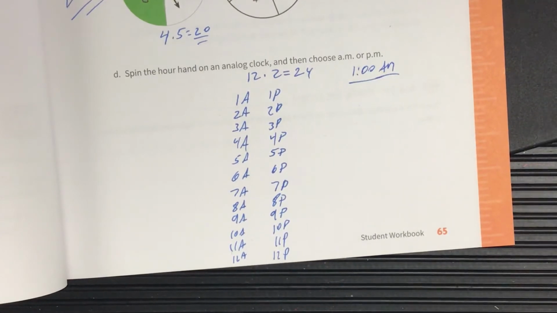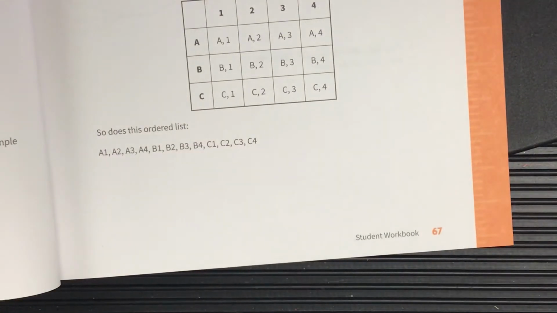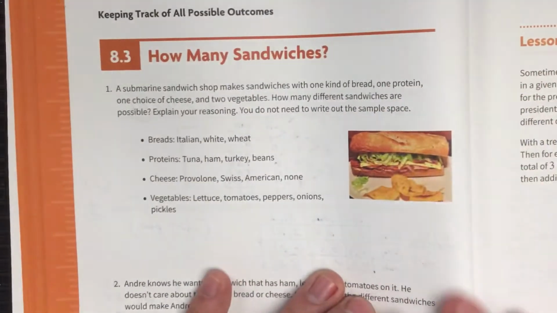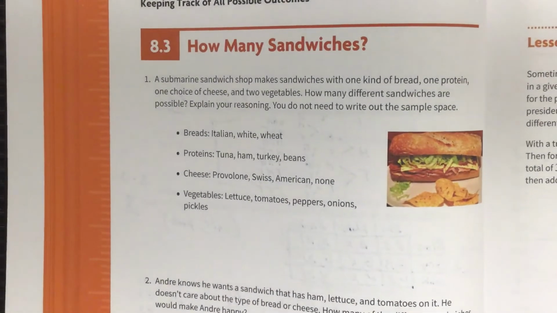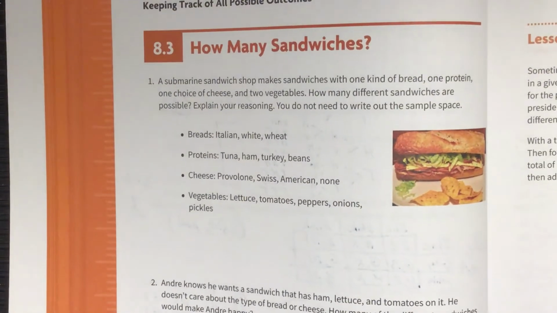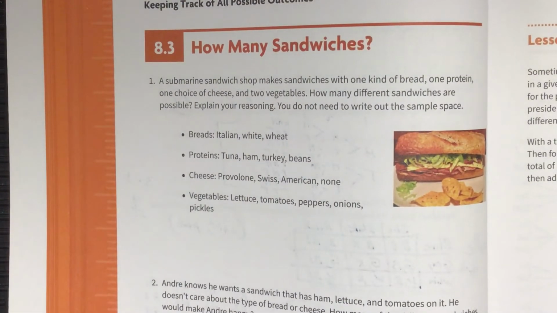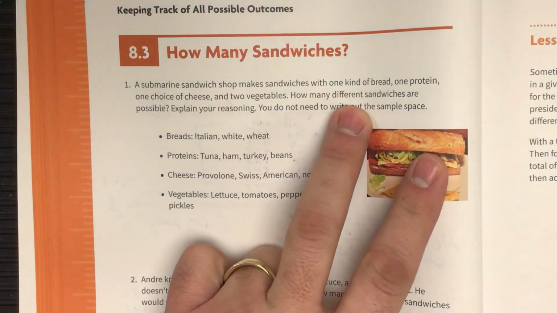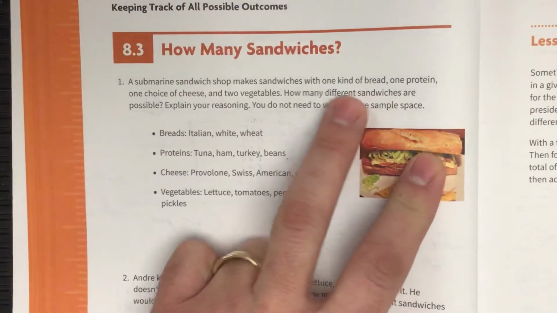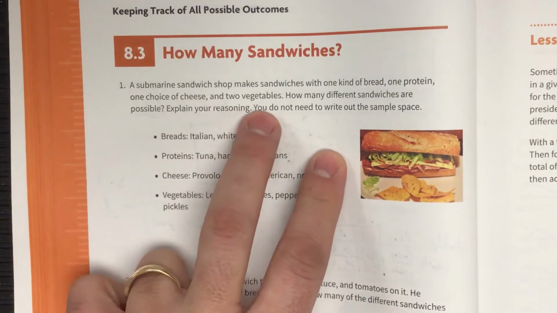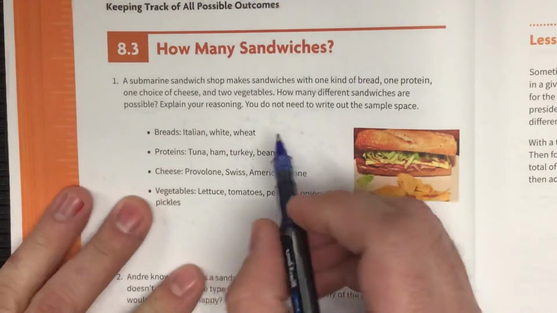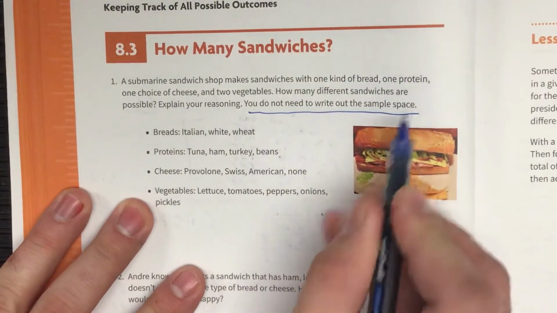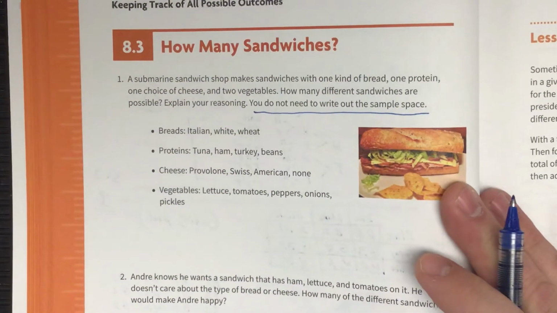Kellen? Okay. All right, final question. Talking about sandwiches. This is always an interesting one. The next time you walk in the subway and you go, how many possibilities could I possibly get? Okay, well, this sandwich shop, you can only choose, obviously, 1 kind of bread, 1 protein, 1 cheese, 2 veggies. How many different sandwiches could you get? Explain your reasoning. Here's a big key for us right now. We don't even have to write them all out, so that's pretty nice.